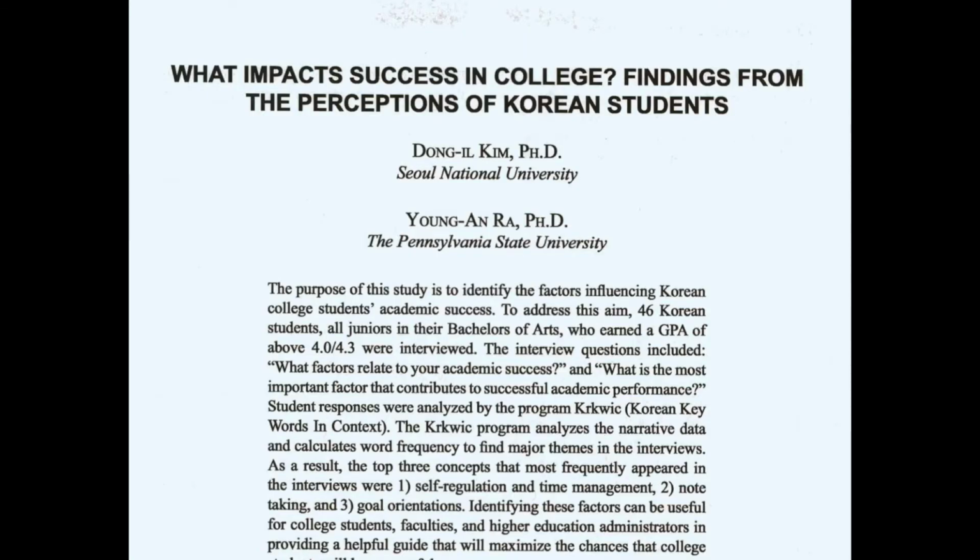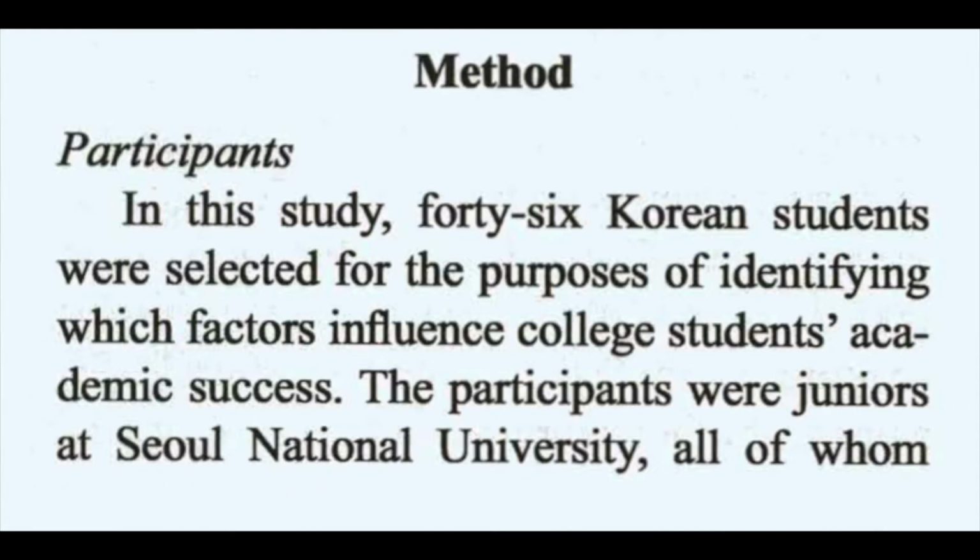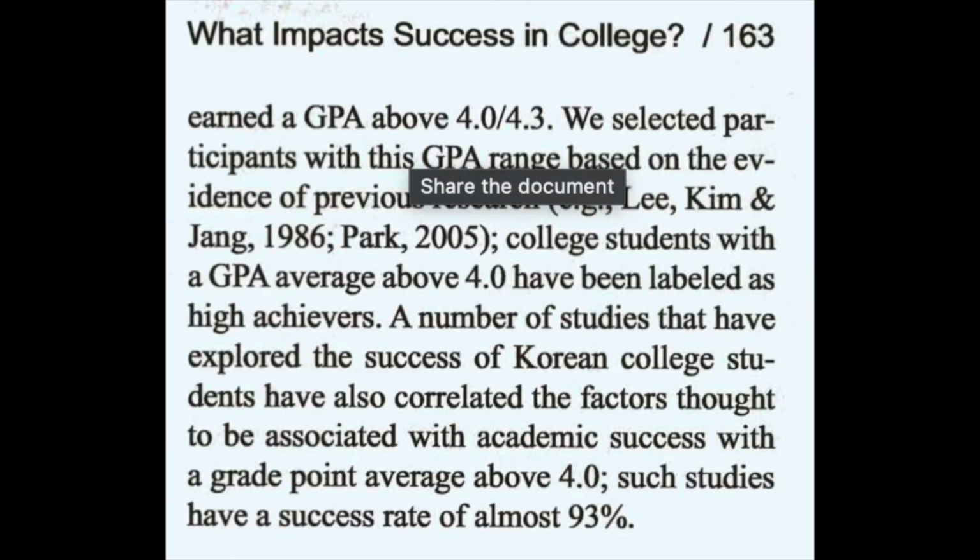Let's look at Kim and Ra's research on what impacts success in college, findings from the perceptions of Korean students, for an example. Their method section lists the participants in a subheading. Then they explain that 46 Korean students, juniors at Seoul National University, were selected and that all had a GPA above 4.0. They then explained why they established this criteria.